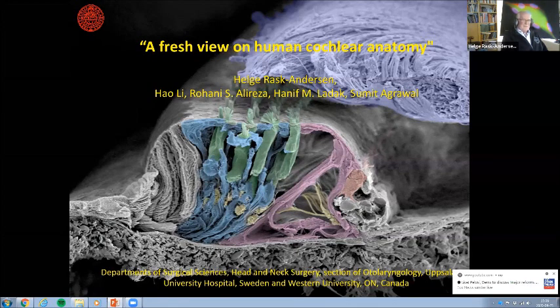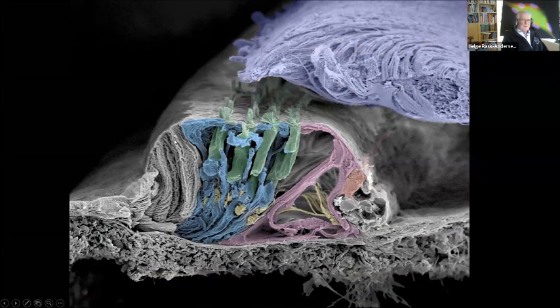And since many years, I have been interested in the human anatomy and performed scanning electron microscopy, transmission electron microscopy of the human cochlea, which is, of course, quite difficult to get fresh specimens and good anatomy, and also to section this hard tissue, this extremely hard bone surrounding the human cochlea, which needs a special treatment.